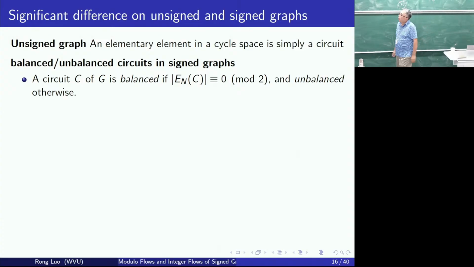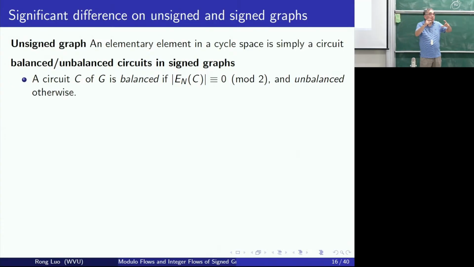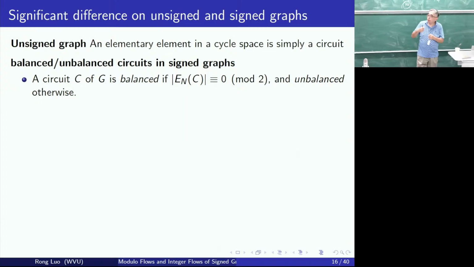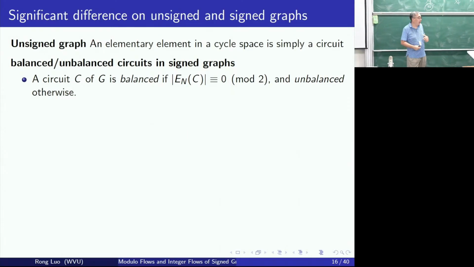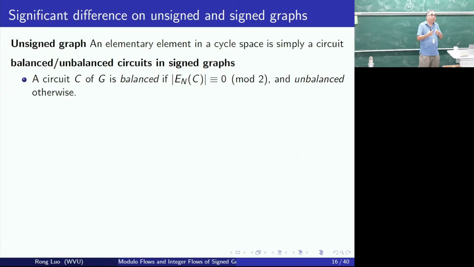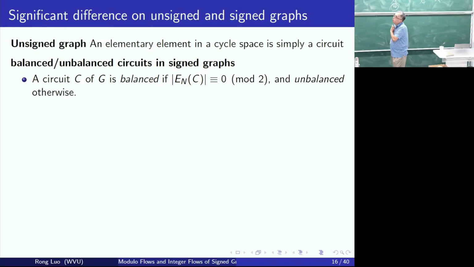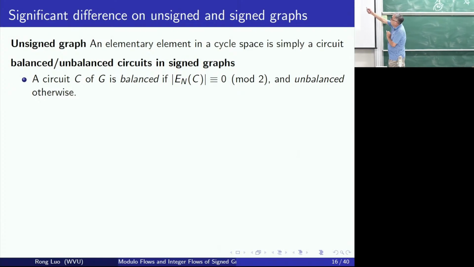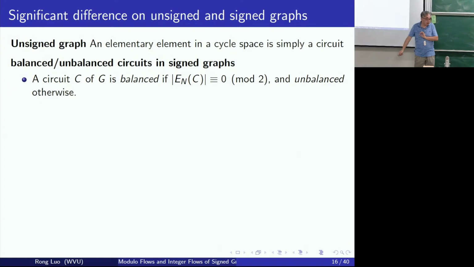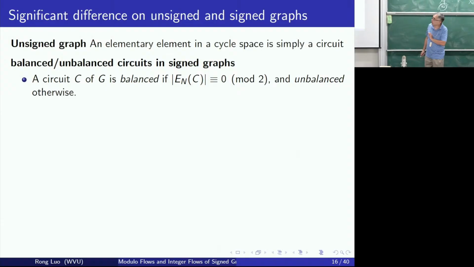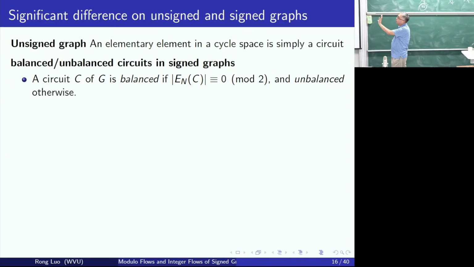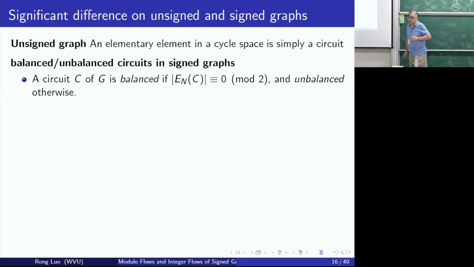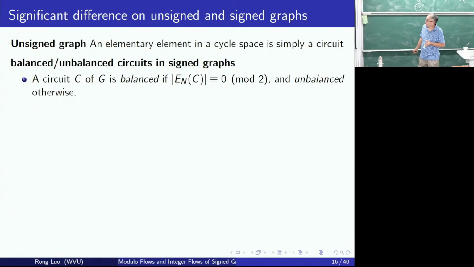However, if you look at the incidence matrix of a signed graph, because we have negative edges and positive edges, this is a 0, 1, negative 1 matrix. So if you look at the minimal dependent sets, we have 3 kinds. First, a circuit is balanced means it has an even number of negative edges. If we have an even number of negative edges, we can do some switch operation to make all the edges in the circuit positive. And unbalanced means that it has an odd number of negative edges.